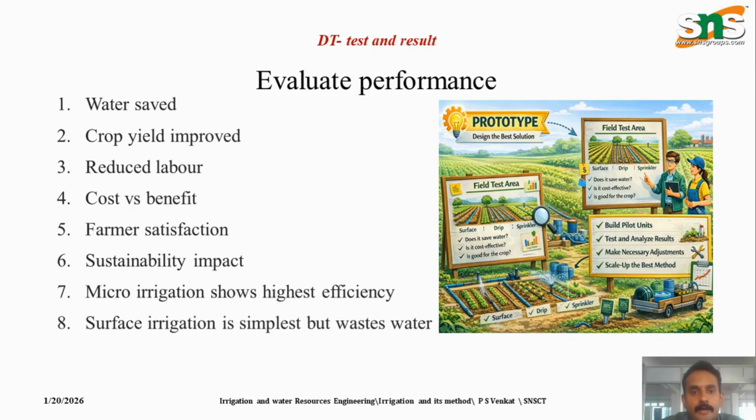The final stage of design thinking is testing and evaluation. In this stage, irrigation methods are evaluated and the performance is measured based on water saving, crop yield, labor requirement, cost benefit ratio and farmer satisfaction. Results usually show micro irrigation has the highest efficiency, surface irrigation the most wastage, and selection of irrigation depends upon the local conditions.